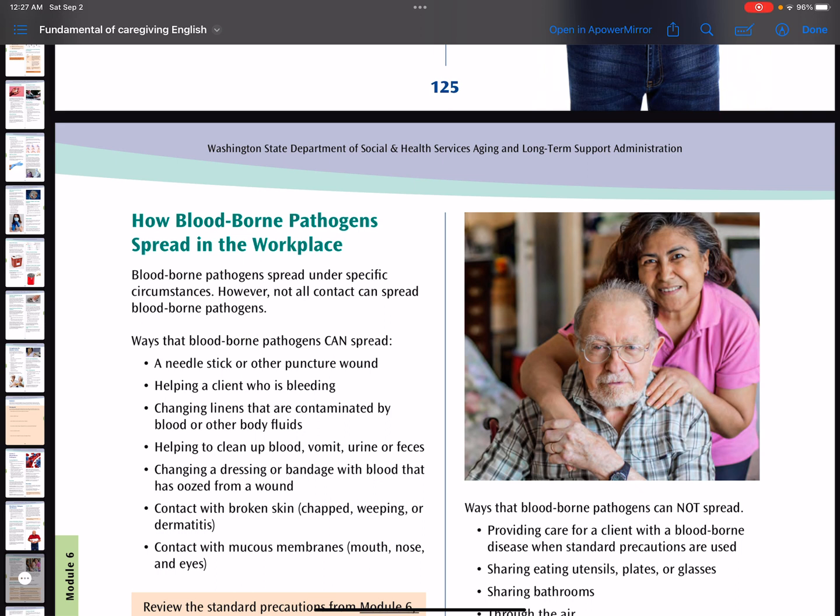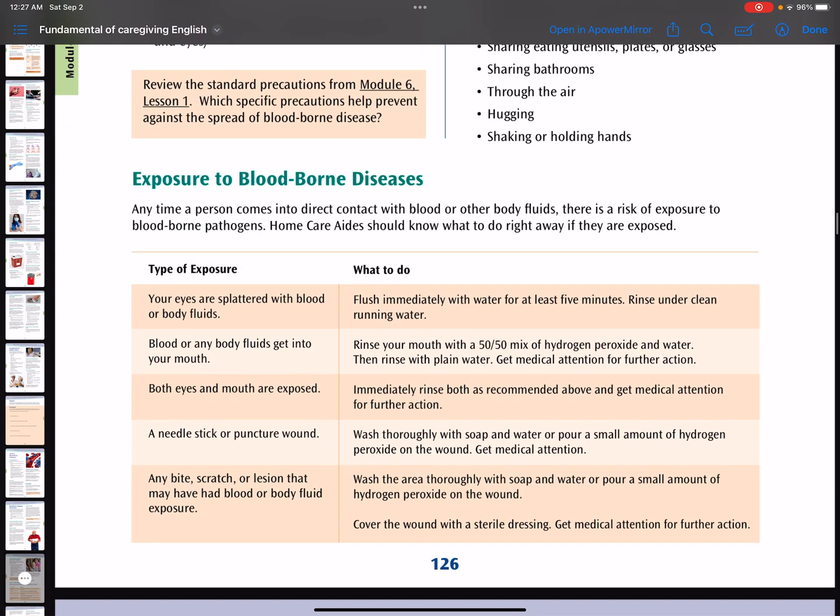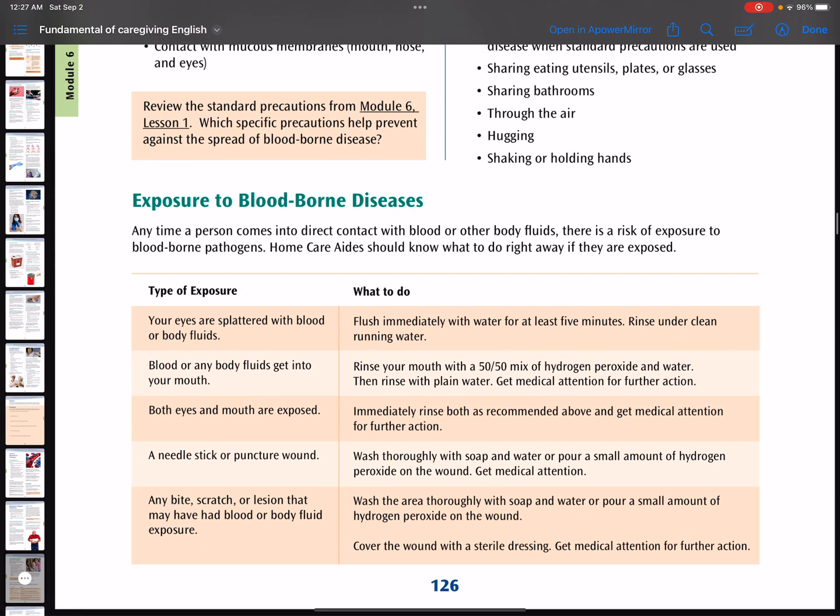When are we exposed to blood-borne pathogens? It's listed in here. Anytime a person comes into direct contact with blood or other body fluids, there is a risk of exposure to blood-borne pathogens. Home care aides should know what to do right away if they are exposed. Usually the types of exposure are listed here, and what to do is listed here.